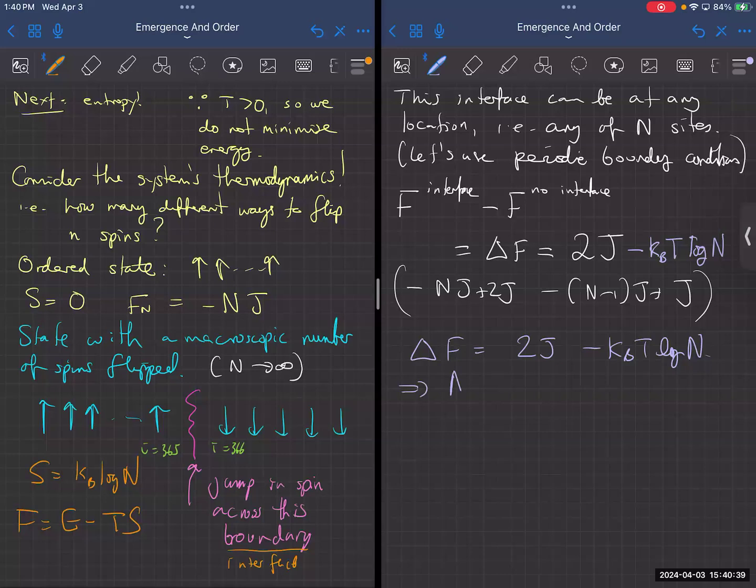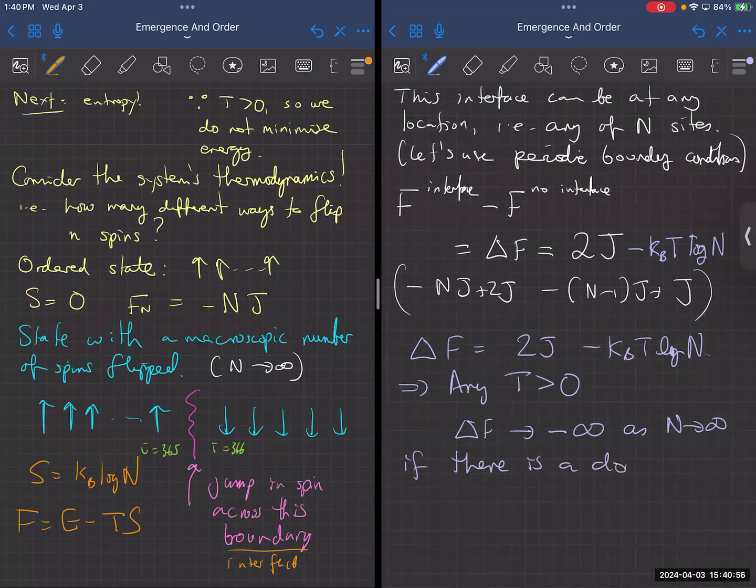So what this says is that for any temperature greater than 0, delta F will go to minus infinity as n goes to infinity if there is a domain wall or interface in the system. In other words, a state with a boundary, a domain wall, an interface between an up region and a down region, is infinitely more preferred than the state with all the spins pointing up, for any temperature above 0.